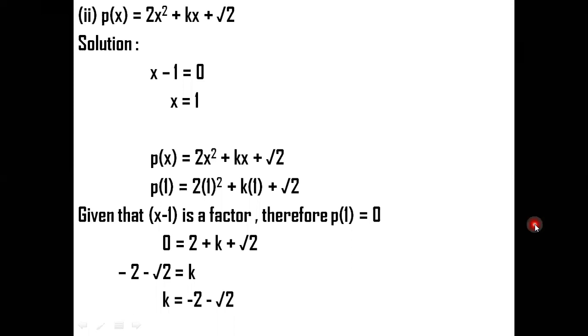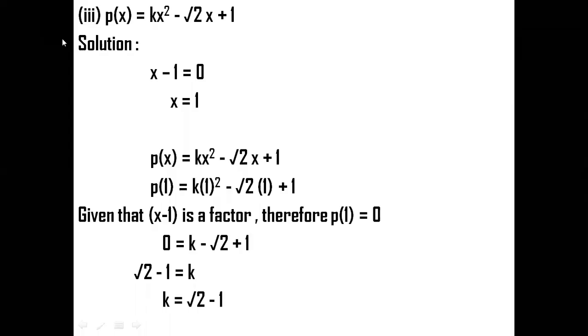Now, let us get into the third question and the fourth one to have better practice of solving it. The third question is p of x is equal to kx squared minus root 2 x plus 1. My dear students, please don't worry about the type of question. Whether it has roots, whether it has brackets, all that you have to do is follow the simple steps. We'll begin with, as mentioned in the question, that x minus 1 is a factor. So x minus 1 is equal to 0, therefore x will be equal to 1. And then the value of x will be replaced. Wherever you have x, you replace it by 1.